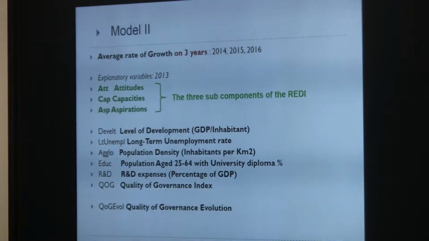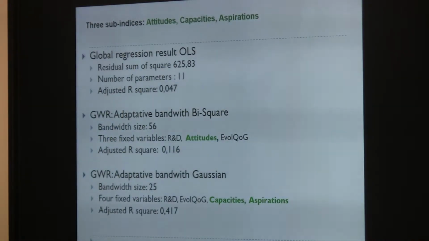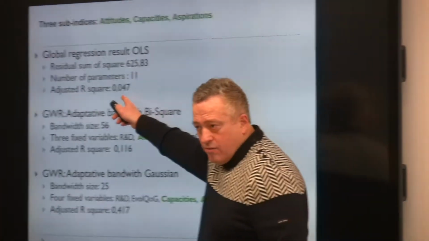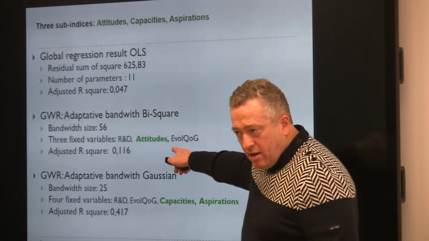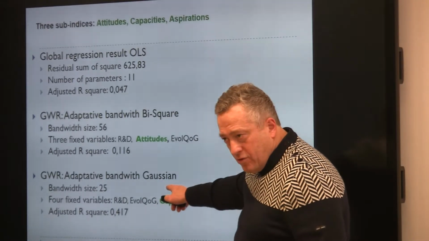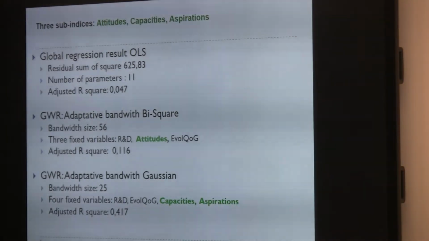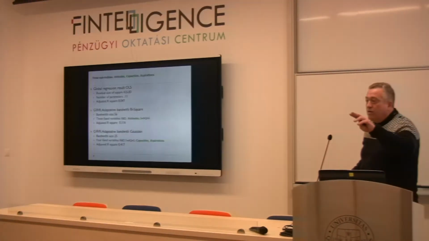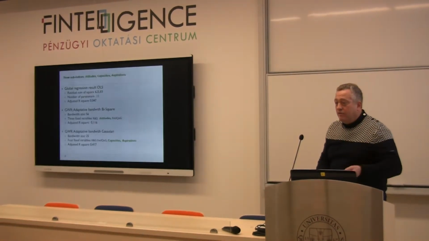The second model is about the subcomponents of the RIERC. We have entrepreneurial attitude, capacities, that is abilities, aspirations, and the same variables. The global model is very good. Now in this model, it is only attitude that is fixed. And with the adaptive Gaussian function, you have two capacities, that is abilities and aspirations, that are locally varying. You understand? Okay? So it is the second model. And you can ask questions if they are not clear enough.